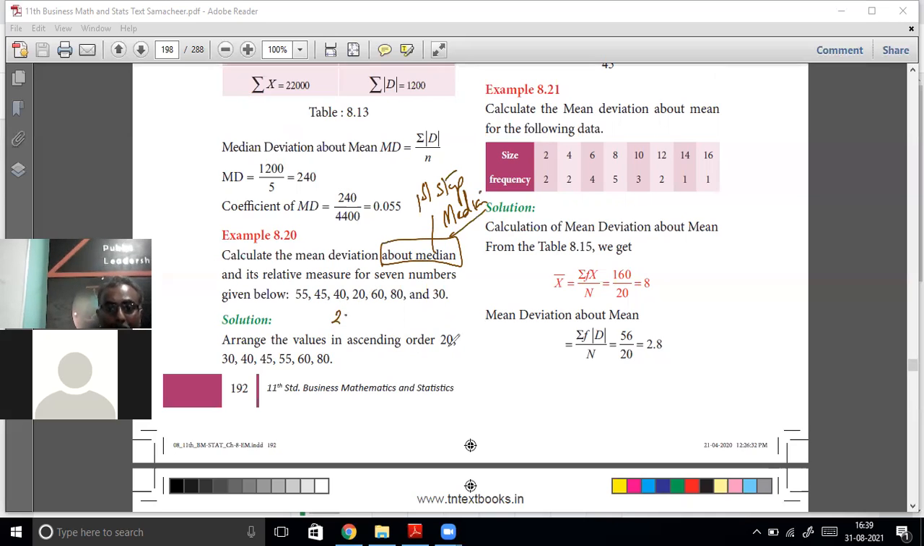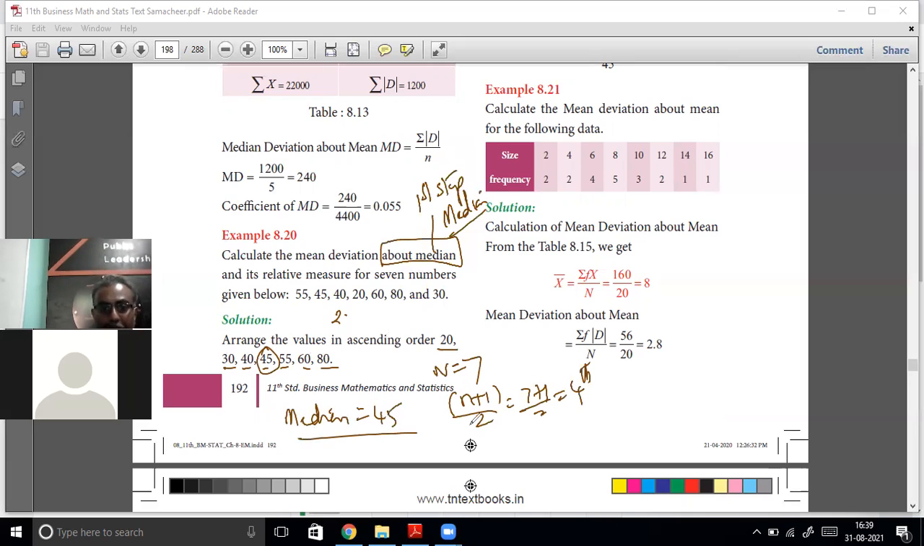So when you arrange in ascending order: 20, 30, 40, 45, 55, 60, 80. N value is how much? 1, 2, 3, 4, 5, 6, 7. N is 7. So (N plus 1) by 2, that is (7 plus 1) by 2, equal to the 4th value. The 4th value is the median. 1, 2, 3, 4. So 45. Median equals 45. This is the first step. First step is over.